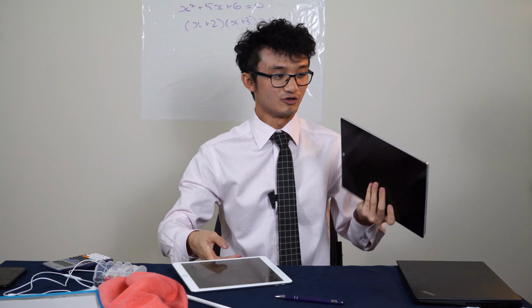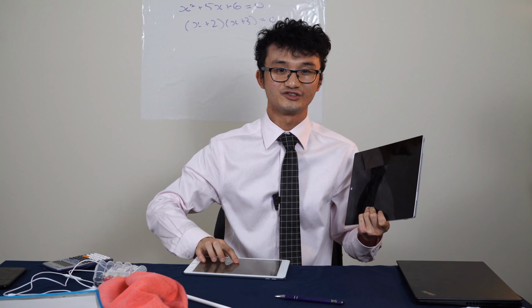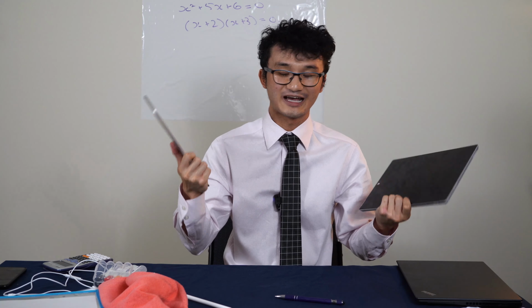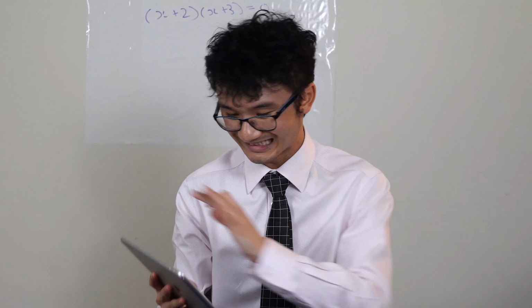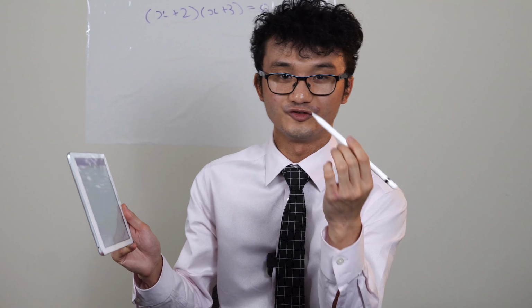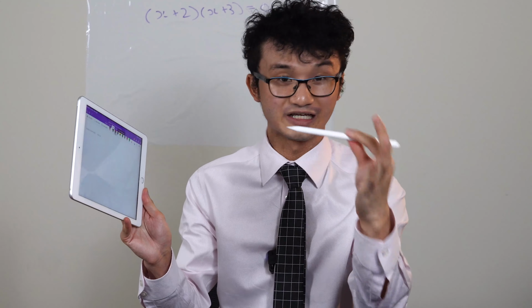This here is a Surface Pro 3. If you have a lot of new Windows tablets these days, they have this particular feature. It's called an active digitizer. There's basically a layer on the screen that supports the use of a special external stylus. This is the Apple Pencil.